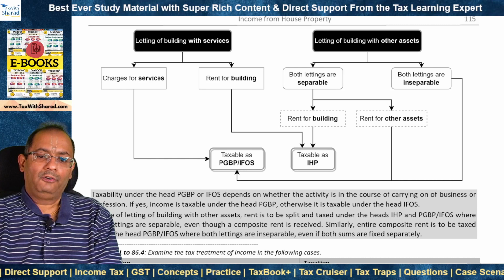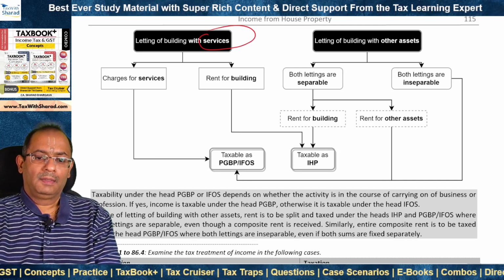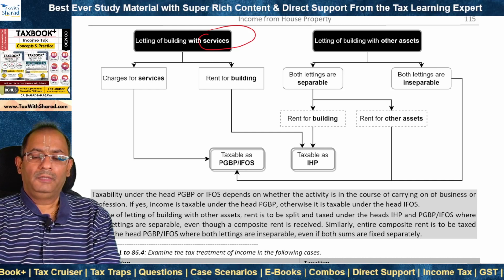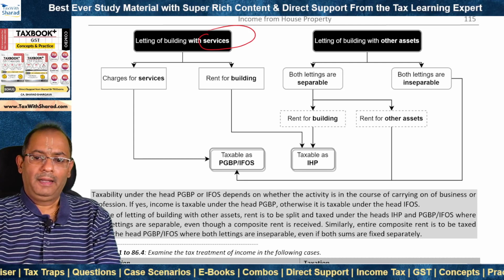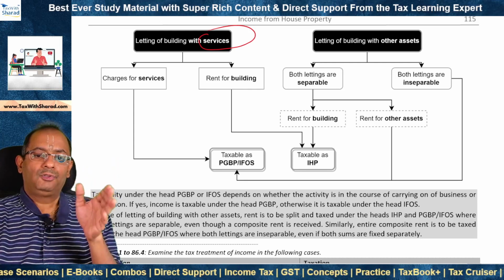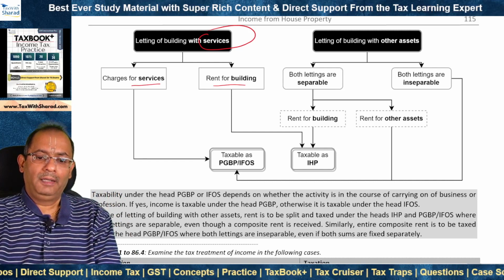Where there is letting of building with services. For example, a building is let out with security services, right? And a composite rent is received. So the rent needs to be split between charges for services and rent for building.